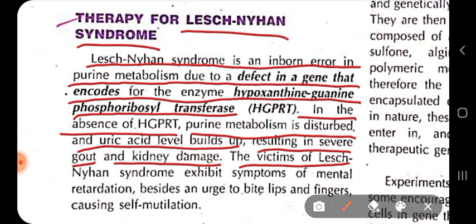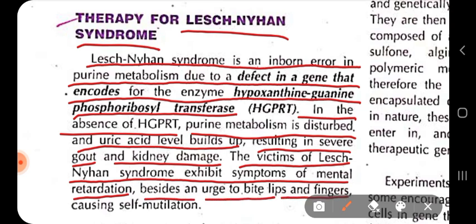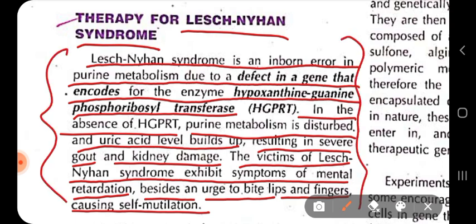Victims of Lesch-Nyhan syndrome exhibit symptoms of mental retardation, besides an urge to bite lips and fingers and cause self-mutilation. Okay. So Lesch-Nyhan syndrome can also be cured by gene therapy. And why does Lesch-Nyhan syndrome occur? Due to a defect in purine metabolism, due to non-functional HGPRT enzyme, hypoxanthine guanine phosphoribosyl transferase. This HGPRT enzyme is involved in purine metabolism.